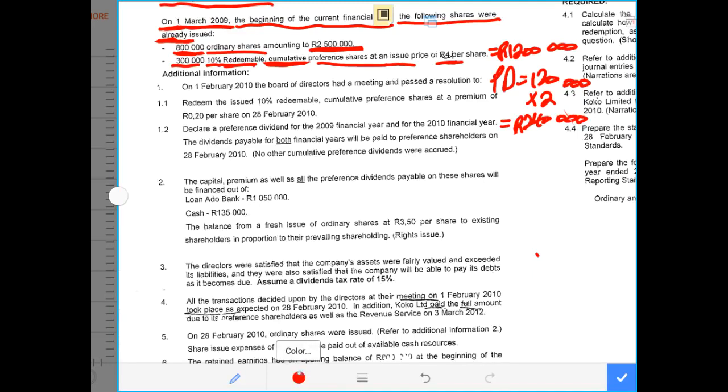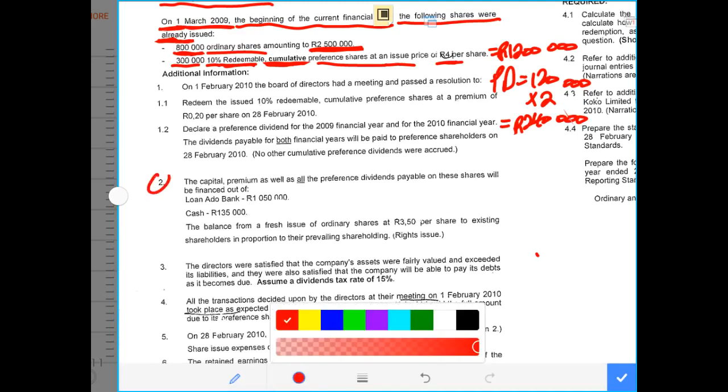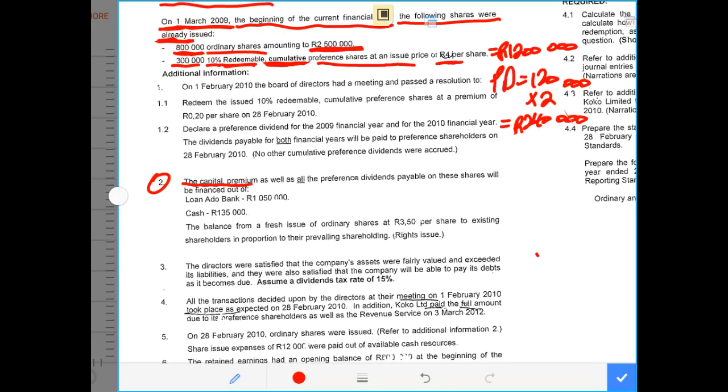So we continue on that same note, and it says that under number 2, the capital, premium, as well as all the preference dividends payable on these shares will be financed as follows. It means when the redemption takes place, which is at the end of the year, because we know that the redemption took place on the 28th of February 2010, where the directors passed a resolution to redeem the cumulative preference shares on the 28th of February 2010. So when the redemption takes place, remember we are redeeming the full capital. How much is the preference capital?